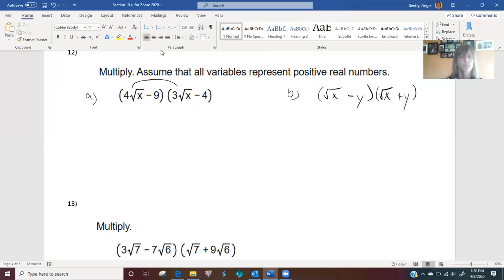4 times 3 is 12. That's on the outside of the radical. Square root of x times square root of x is square root of x squared. Outer, 4 times negative 4 is negative 16. There's a square root of x there. Inner, negative 9 times 3 is negative 27. And square root of x. Last, negative 9 times negative 4, positive 36.